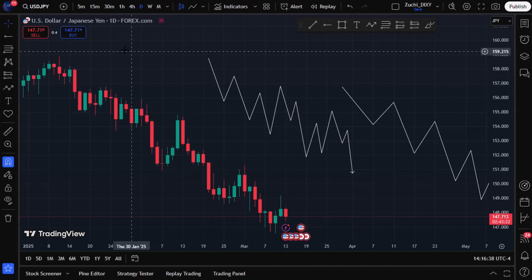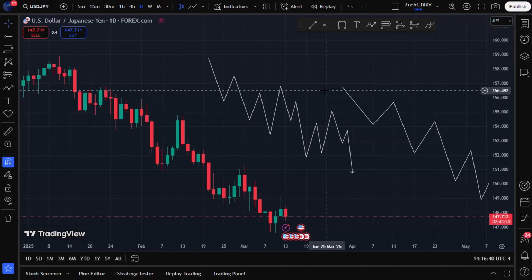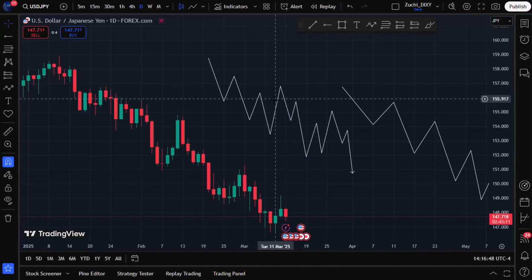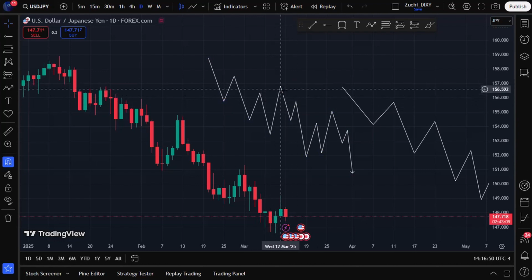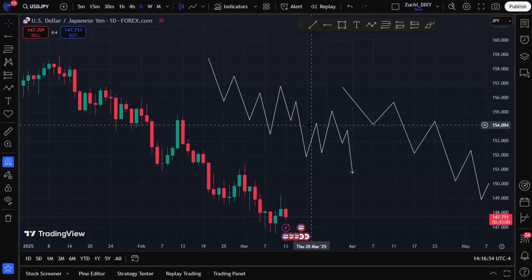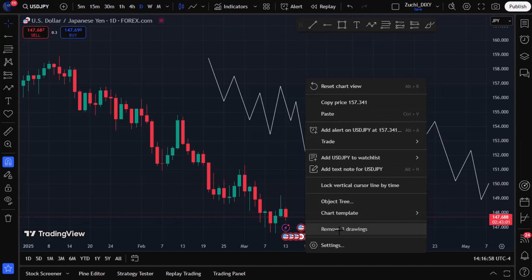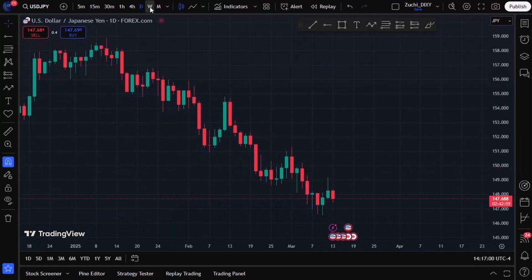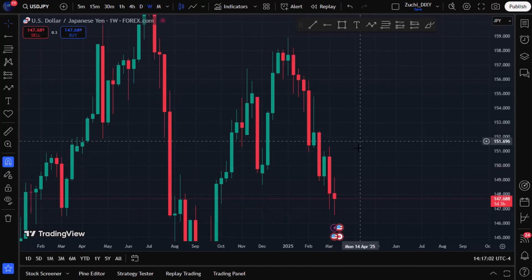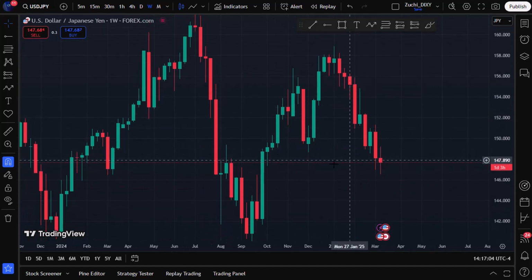Now I'm going to use this chart as a typical example so that you see how you can accurately understand market structure and not be tricked into thinking that you have a shift in market structure, whereas that is just an inducement or a liquidity grab for price to continue going in the intended direction. So first and foremost, I'm going to clear out all the drawings here and zoom into the weekly time frame. In the weekly time frame, we have what we call a fair value gap here.